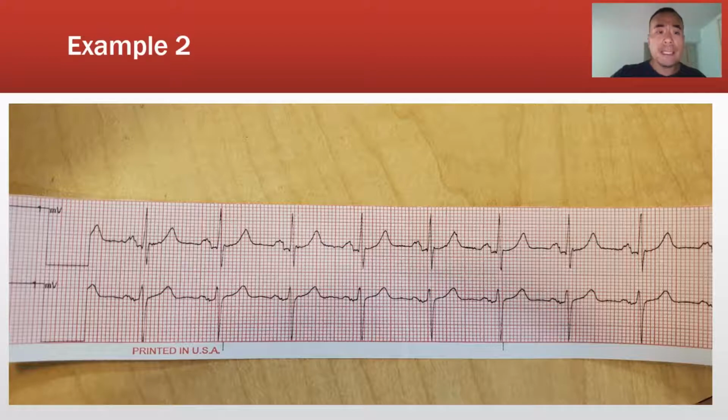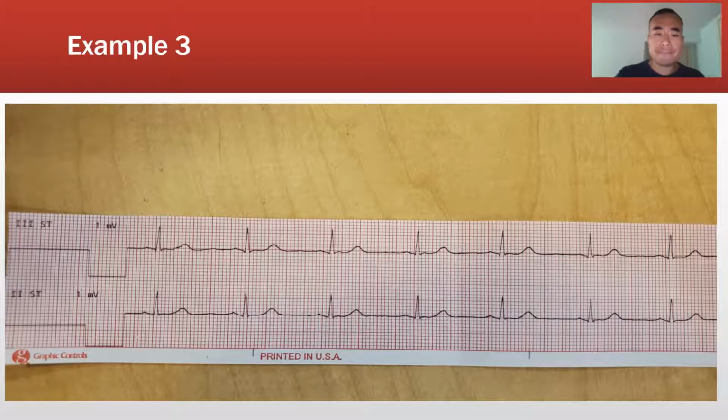All right, and the last example, again, we're gonna look at the R to Rs, the little spikes, and they do seem regular in a rhythmic pattern, right? They're not abnormal. Heart rate, we're gonna count the tiny squares between 2 Rs, and I got 24. So if we do 1500 divided by 24, I get about 63 beats per minute, which falls between the 60 to 100.